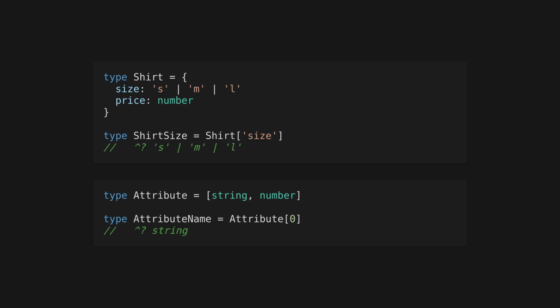Use square brackets to index a type by a property name. This can get the type of a value from an object or the type of a member of an array or tuple.